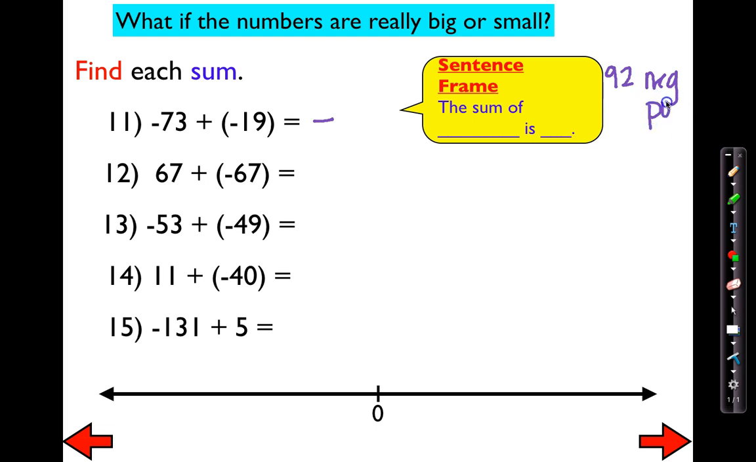But what about positives? How many positives were there? Well, there's none. So I would say there's 0 positives. So here, how many more negatives were there than positives? I would say 92. And that's it.